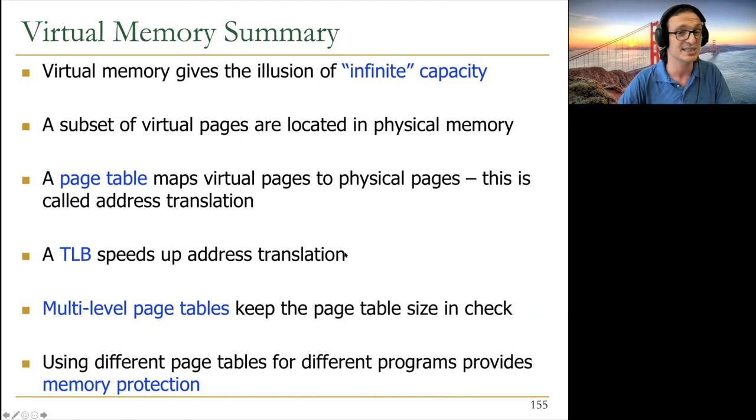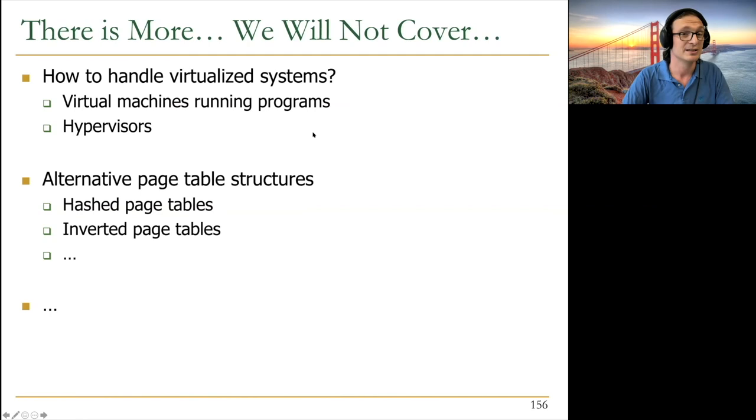But there's more, which we're not going to talk about. How do you handle virtualized systems? They pose a problem. I'm going to flash a slide related to this. You may have virtual machines and hypervisors running programs, orchestrating systems. Now you have another virtualization layer. And that actually increases the number of virtual memory translations that you need to do. And existing systems provide support for that, called nested page walks, for example. I'm not going to talk about that, nested TLBs. There are alternative page table structures that we did not talk about. Inverted page tables, we briefly mentioned, where the operating system may store the reverse mappings from physical pages to virtual pages to figure out what to replace.